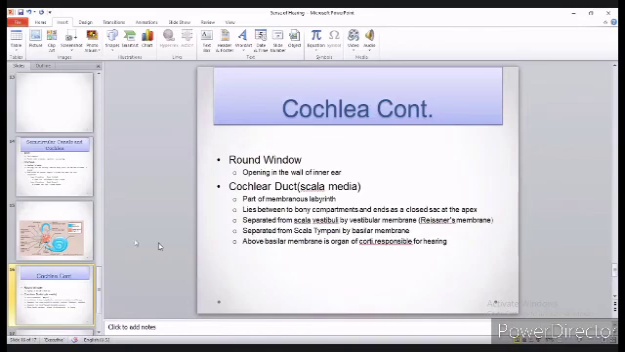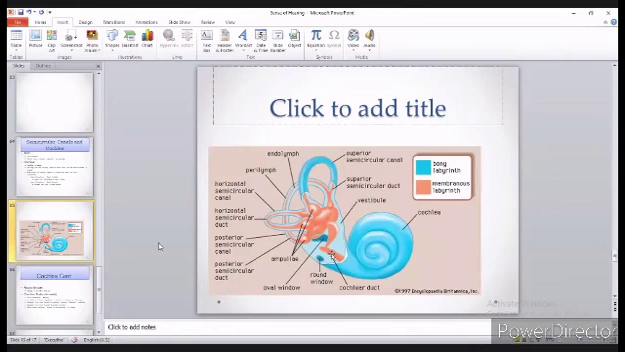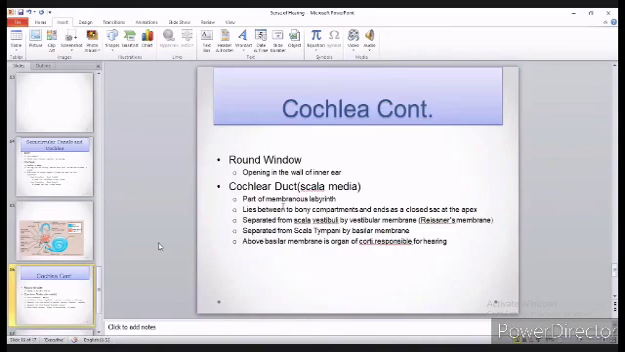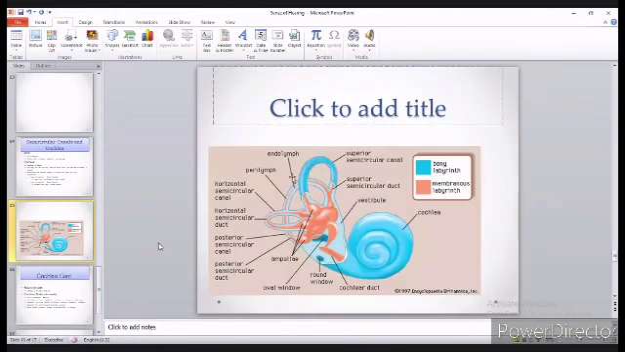So the cochlear duct, this one, containing what? Containing endolymph. It is part of the membranous labyrinth. When we say membranous, we just mean it contains endolymph. It lies between two bony compartments and ends at a closed sac at the apex. So this means that these two, the endolymph and the perilymph, they do not meet at all. They don't mix.